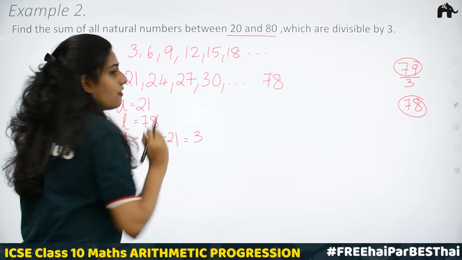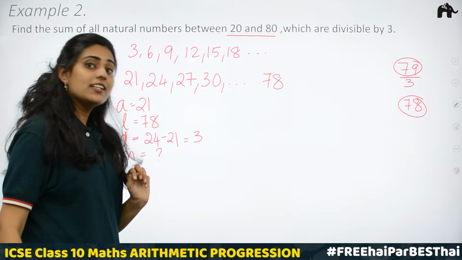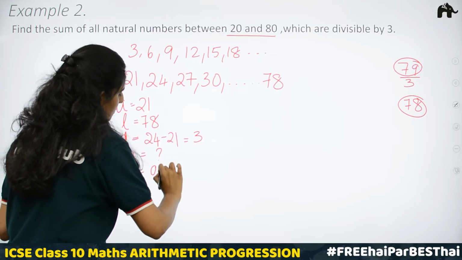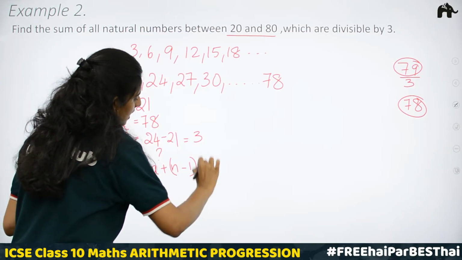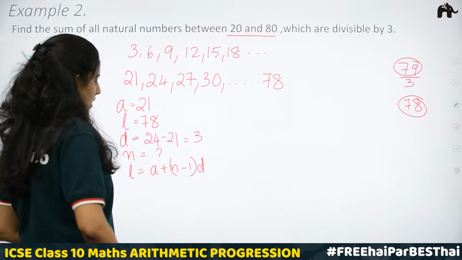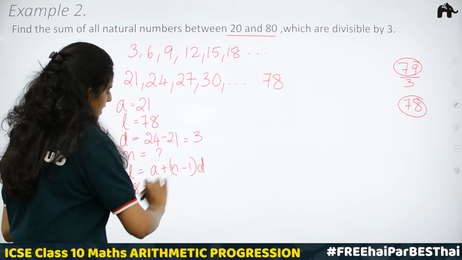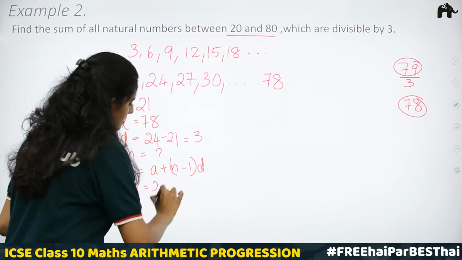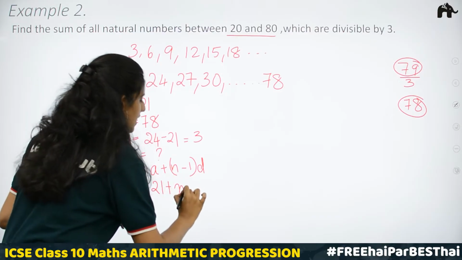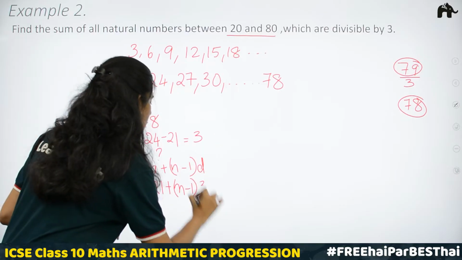Now, we need to find the number of terms n. N is equal to question mark. What is the formula to find the last term? L is equal to A plus n minus 1 into D. Here we have used L because we know the last term. Nth term is the last term in this case. Okay. Now substitute the values. We have L is equal to 78. 78 is equal to A, A is 21, plus N. N we don't know. Therefore, put as it is. N minus 1 into D. What is D? Common difference D is 3.